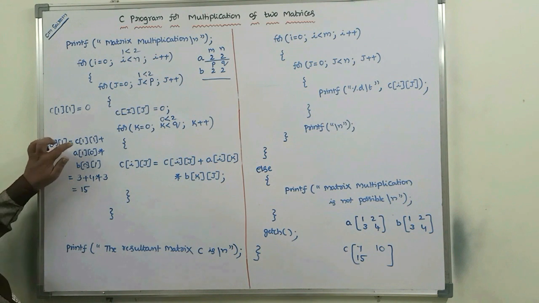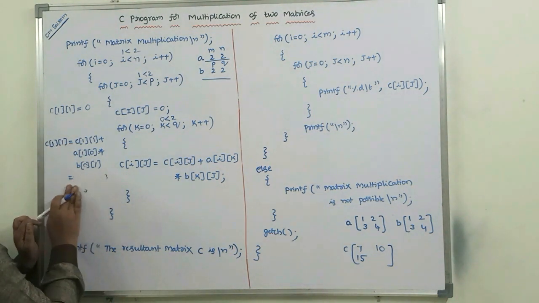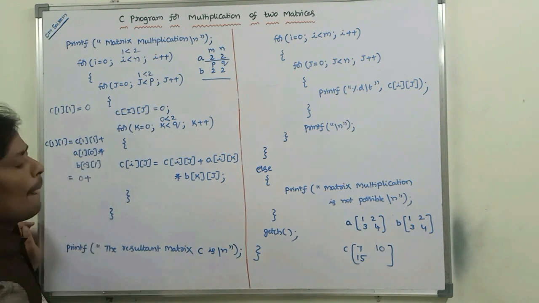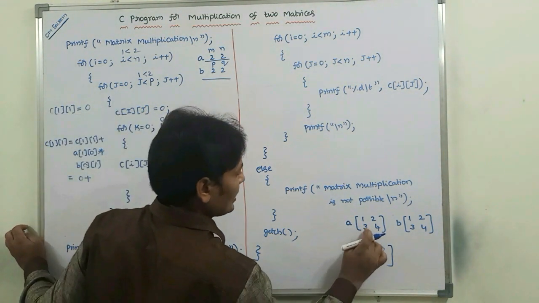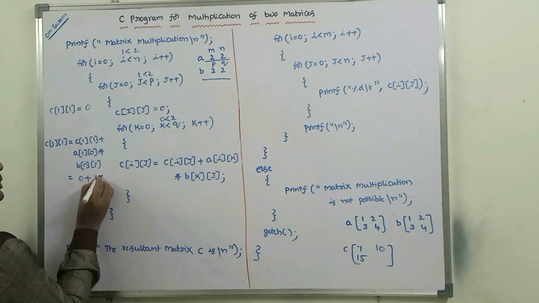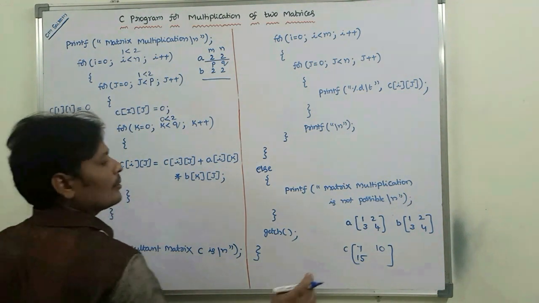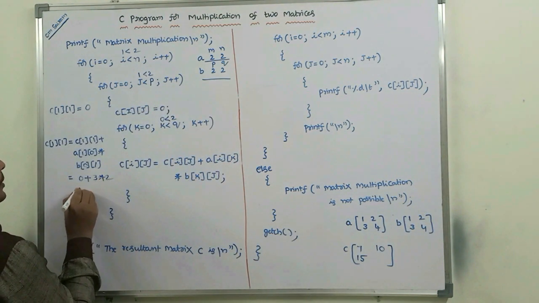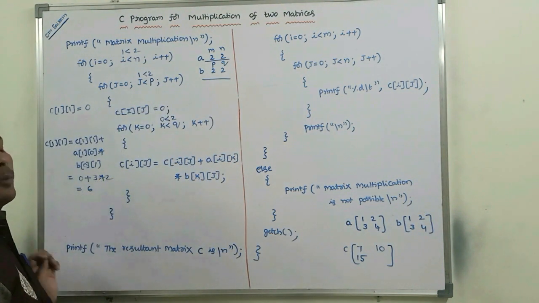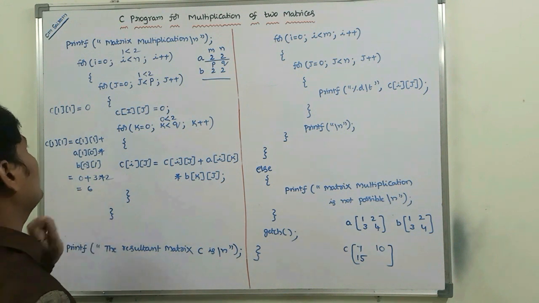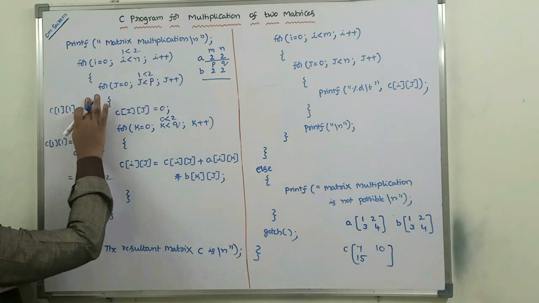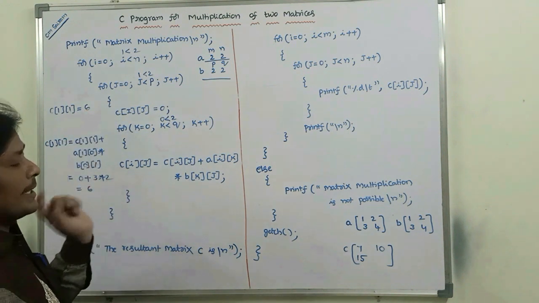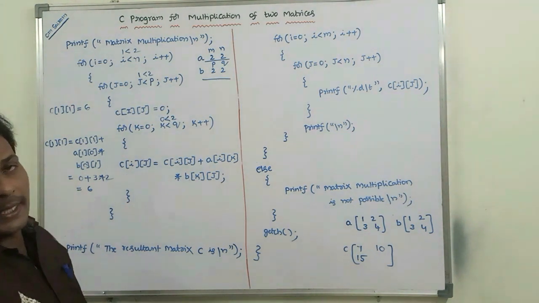Now, C of 1, 1, initially this value is 0 plus A of 1, 0. A of 1, 0 value is this one, 3, into B of 0, 1. B of 0, 1 value is 2. So we are getting 6. 0 plus 3 into 2, that is 6. So now initialize C of 1, 1 value after completing this iteration. C11 is equal to 6.